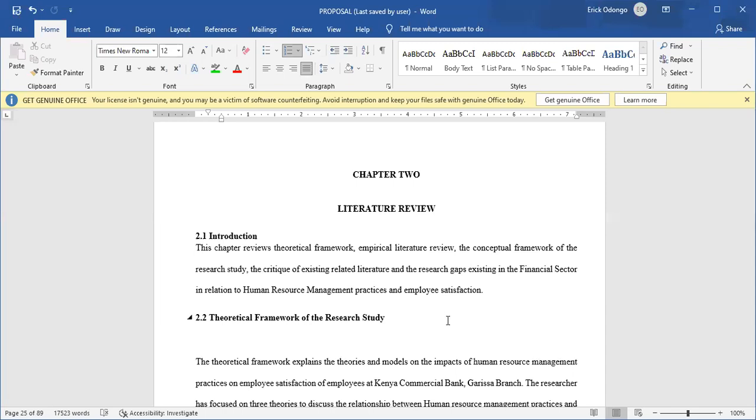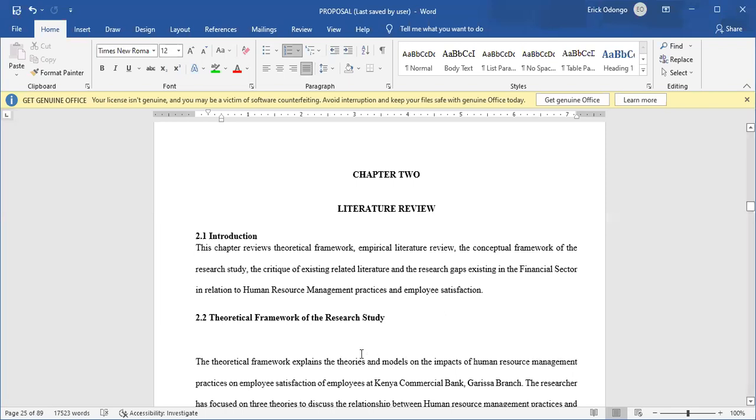But first of all, you have to introduce the chapter. Chapter 2 is literature review, as you can see. Then on 2.1, I have my introduction. This chapter will simply be reviewing the theoretical framework, the empirical literature review, the conceptual framework of the research study, the critique of the existing literature, the research gaps that have ever existed, and so on and so forth, with regards to your topic.